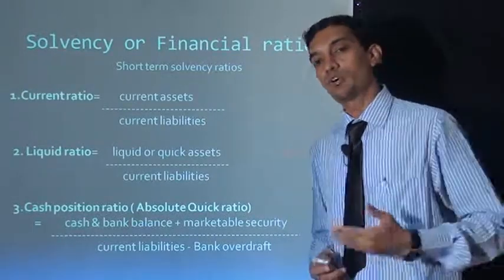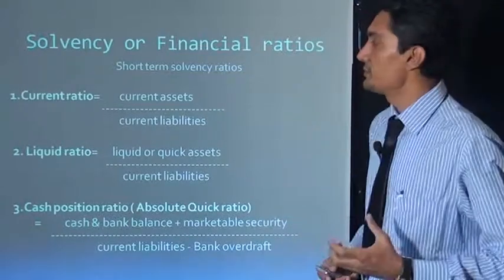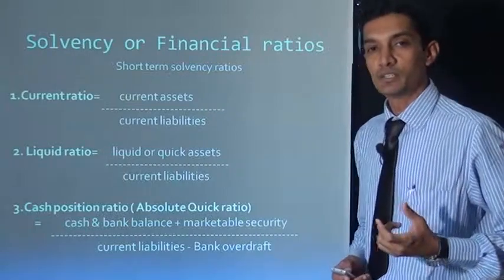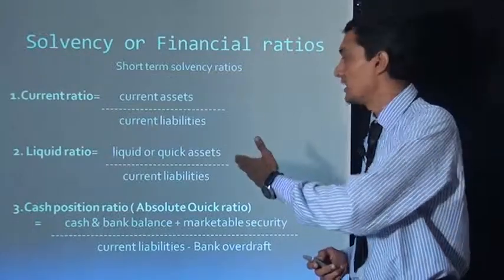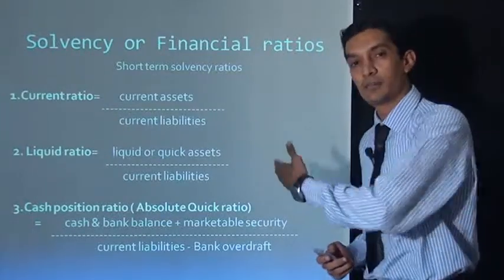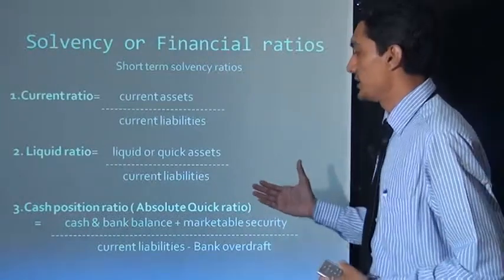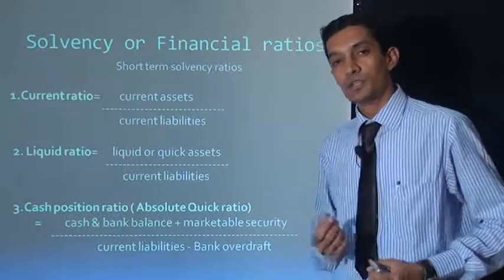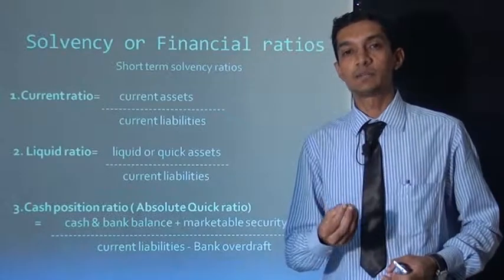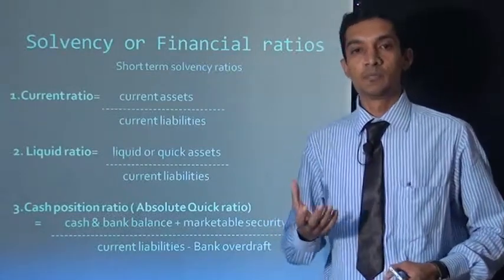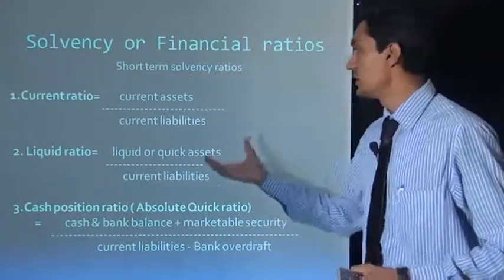Now next, there is a classification of ratio. In classification, first we discuss solvency or financial ratio. Solvency means short term solvency ratio, first is current ratio. Current ratio is calculated by this formula: current assets divided by current liabilities. Next, liquidity ratio: liquid or quick assets divided by current liabilities. Now I discuss current assets. Current assets are bank, debtors, marketable securities, and bills receivable. This is all known as current assets.